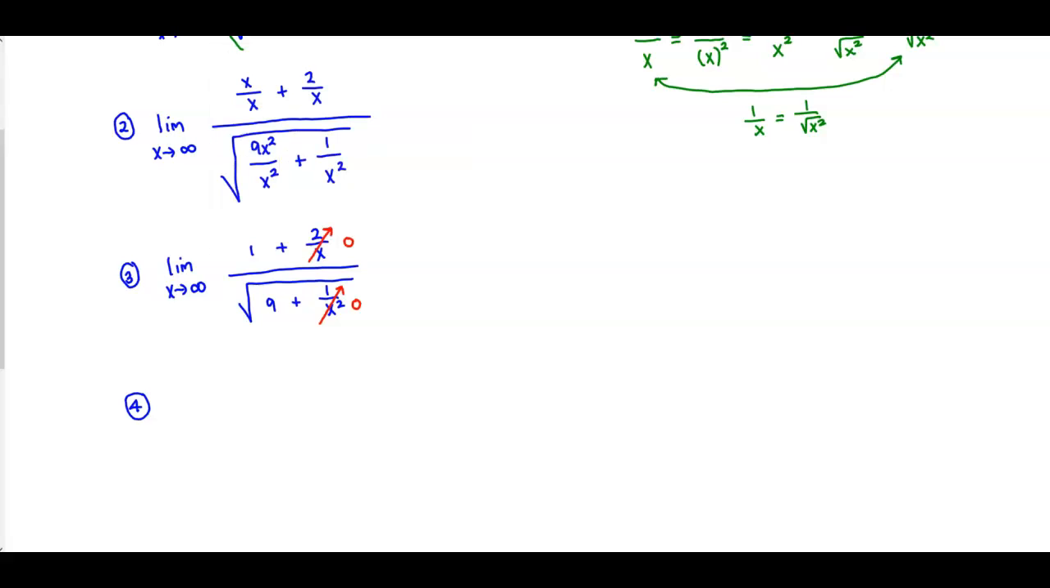So let's go ahead and write this limit now. We have 1 plus 0 in the numerator, and then we have the square root of 9 plus 0 in the denominator. So we end up having 1 plus 0, which is 1, over the square root of 9 plus 0, which is the square root of 9. And the square root of 9 is 3, so we end up getting 1 over 3.